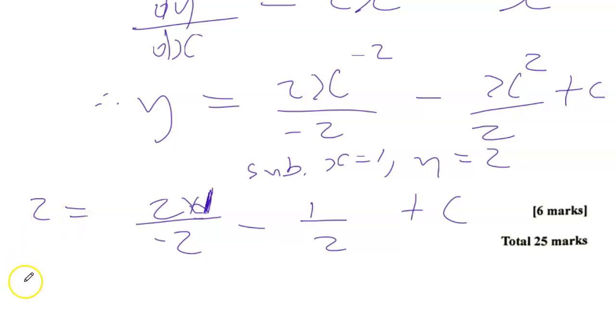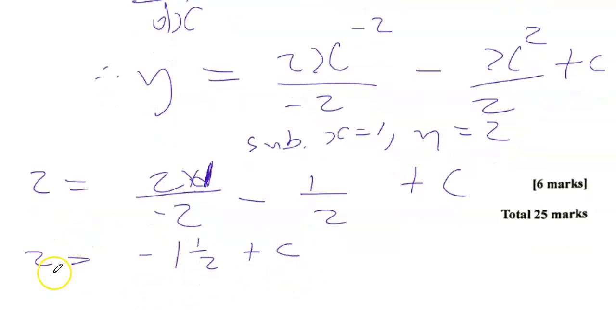So this becomes 2 equal to negative 1 minus half, that's minus 1.5, plus c. We'll group the 1.5 over, so it becomes 2 plus 1.5 equal to c. That's 3.5. So c is 3.5, or you could say 7 over 2. Same thing.